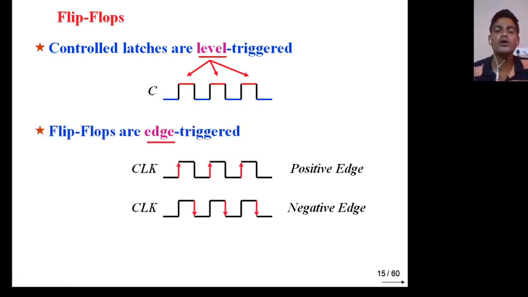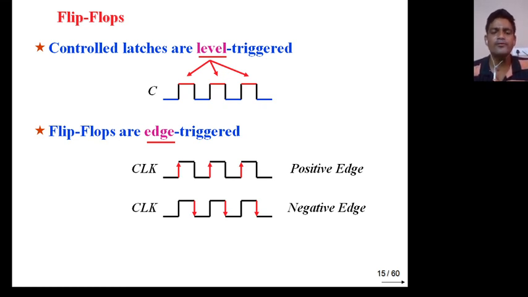And the next one is positive edge triggered. Output will change only when we get a positive edge. In case of negative edge, we check at the negative edge. So there are two types of triggering: level triggering and edge triggering. Level triggering is again of two types, positive level and negative level, and edge triggering is also of two types, positive edge and negative edge.